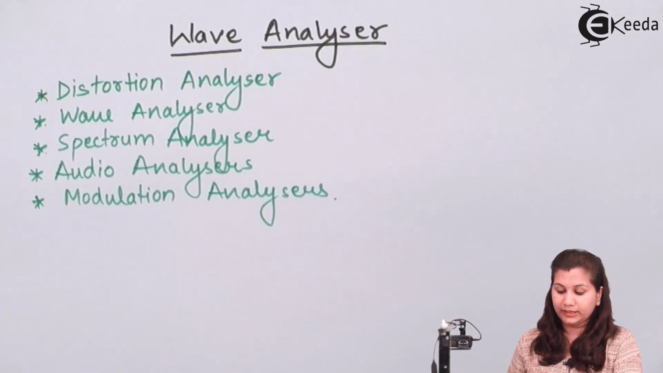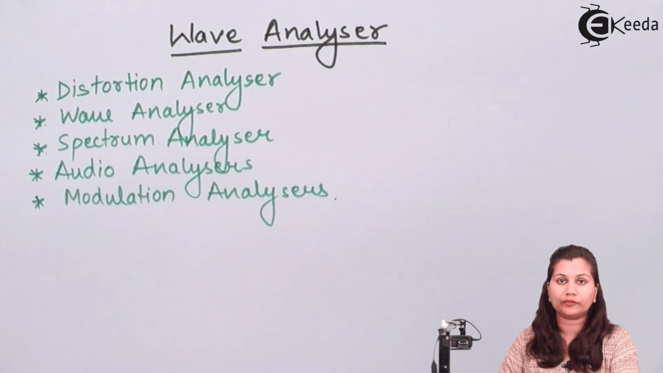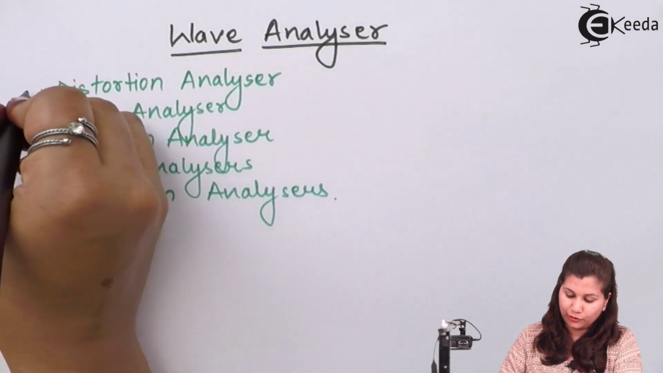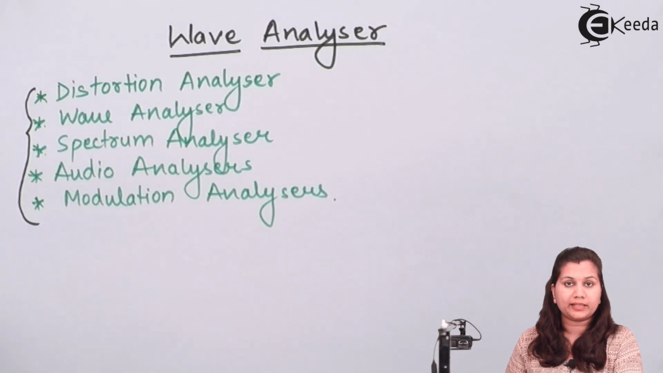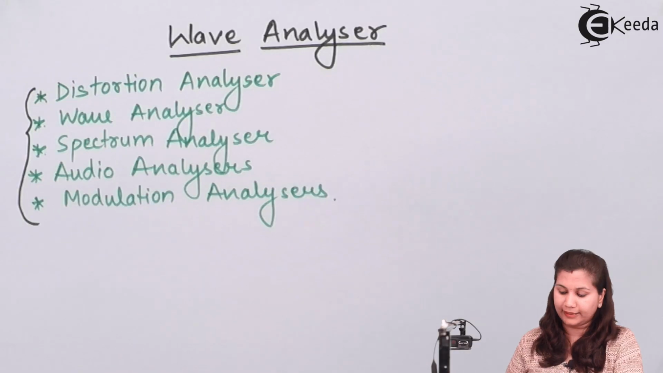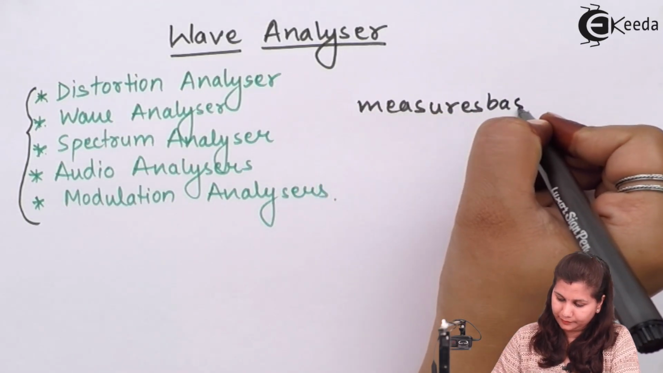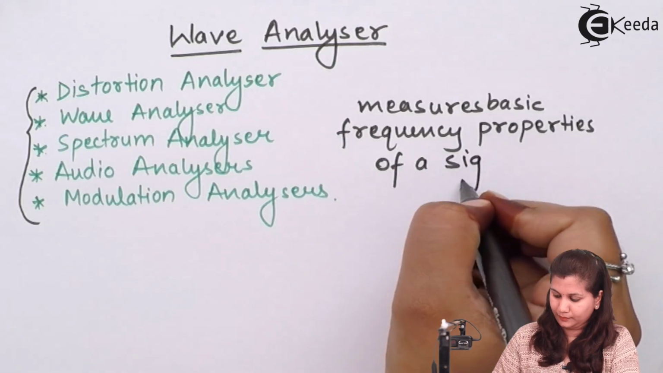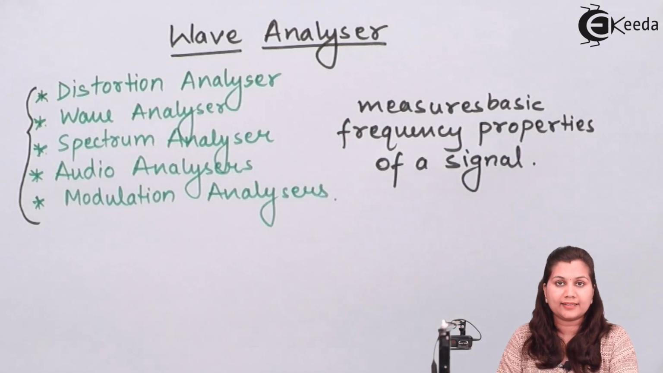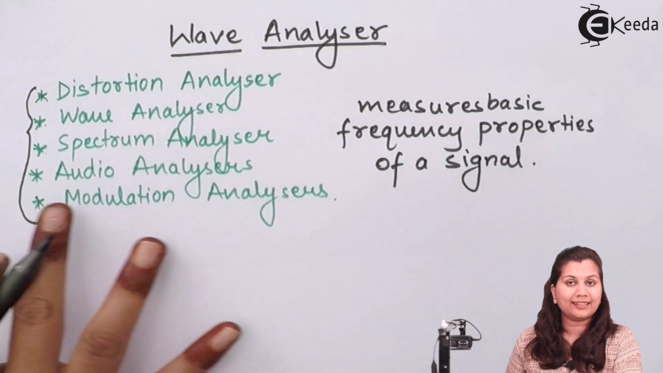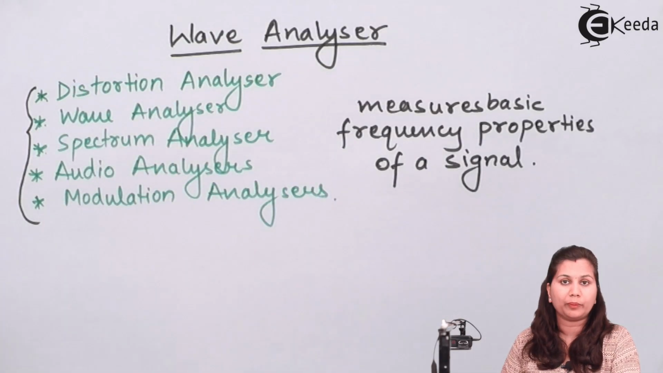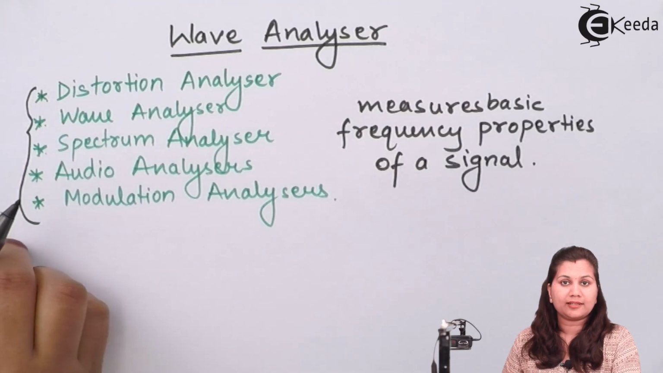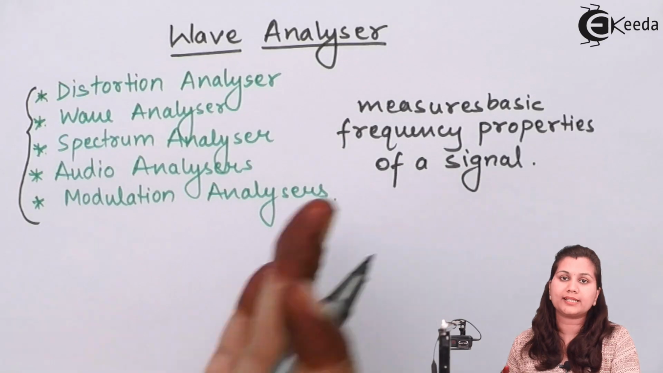Now, as I have said, all these instruments are used for the analysis of the signal. So what are these instruments going to measure? These signal analysis instruments basically measure the basic frequency properties of a signal. So if we are saying that we are doing the analysis of a signal, it means that we are measuring the basic frequency properties of a signal. But the difference between these instruments is that they are using different techniques for this measurement.